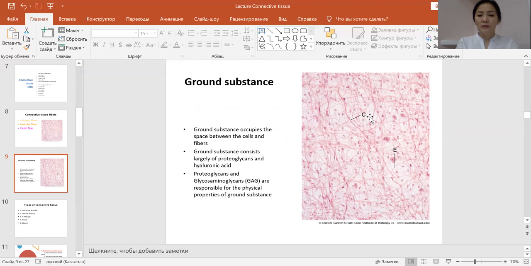According to the ground substance, connective tissue is divided into many types. For example, blood is also one type of connective tissue, and the ground substance of blood consists of plasma, which consists of proteins and so on. In other types of connective tissue, the ground substance consists of proteoglycans, hyaluronic acids, and glycosaminoglycans. Generally, according to the components of the ground substance, connective tissue can be responsible for different functions.